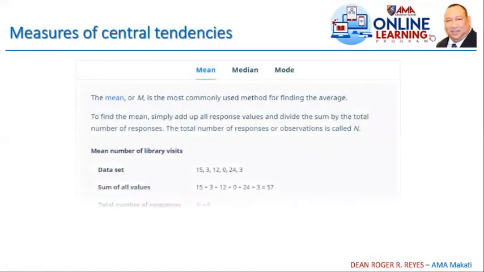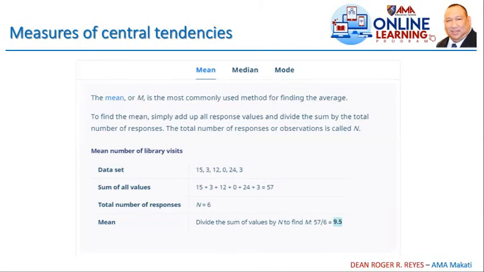Let's go on to the measures of central tendency. Review your statistics, and there are 3 measures of central tendency: mean, median, and mode. The mean, or M, is the most commonly used method for finding the average. Alam natin to, average. To find the mean, simply add up all response values and divide the sum by the total number of responses. The total number of responses or observations is called the N.